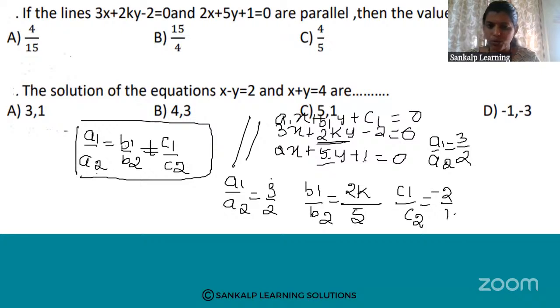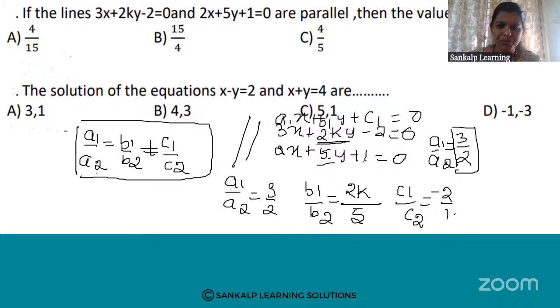Next, what should we do? A1 divided by A2 value is 3 by 2. When the lines are parallel, A1 divided by A2 is equal to B1 divided by B2. In order to get 3 divided by 2, which value do I have to multiply to 2 so that I can get 3 divided by 2? What value of K should I substitute so that I get 3 divided by 2? So go through the options.